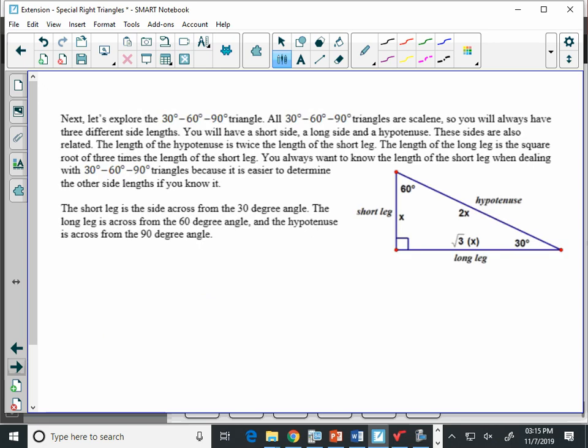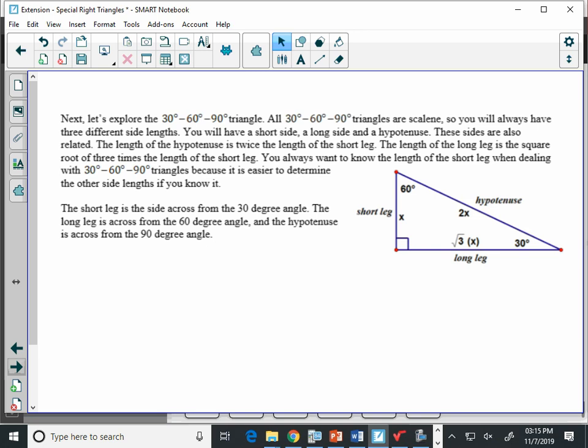So now, let's take a look at the 30, 60, 90 right triangle. All 30, 60, 90 right triangles are scalene, so you'll always have three different side lengths. You'll have a short side, a long side, and a hypotenuse. These sides are also related. The length of the hypotenuse is twice the length of the short leg. The length of the long leg is the square root of 3 times the length of the short leg.